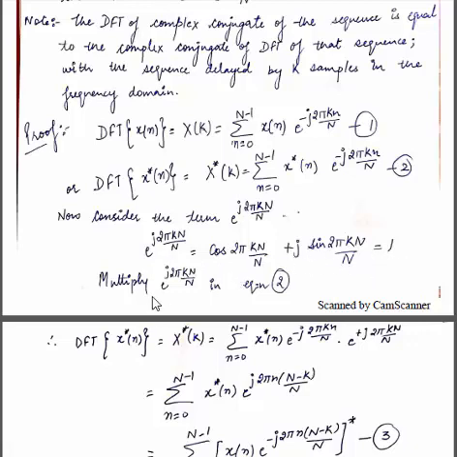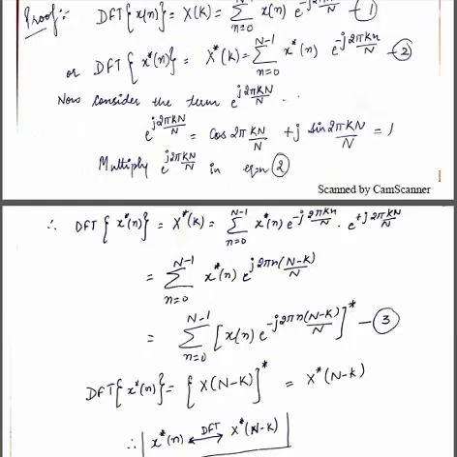Since it is equal to 1, we can multiply equation 2 by e raised to power j 2 pi k n over N. Therefore DFT of x conjugate n is equal to X conjugate k, that is equal to summation n tends to 0 to N minus 1 x conjugate n e raised to power minus j 2 pi k n over N into e raised to power plus j 2 pi k n over N. Now base is same, powers add up, that is equal to summation n tends to 0 to N minus 1 x conjugate n e raised to power j 2 pi n minus k over N.